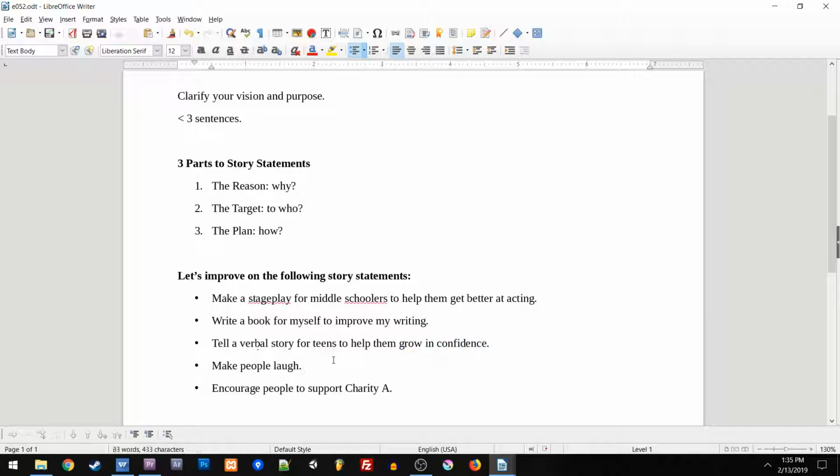And here's the next one: make people laugh. Seems like a great reason, but who? Who is people? How? I mean, sure, I guess you could make stories to make dogs or cats laugh, but probably you're always going to be targeting people. So who? What if it was make married people in their 40s laugh? That's a much more specific target.